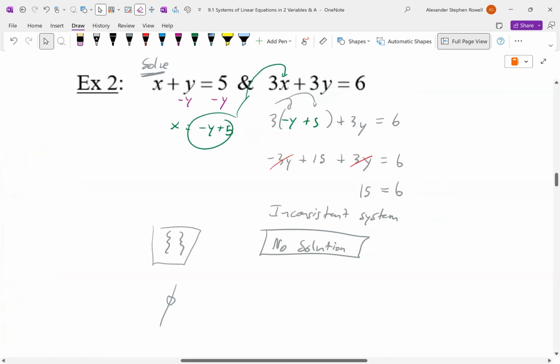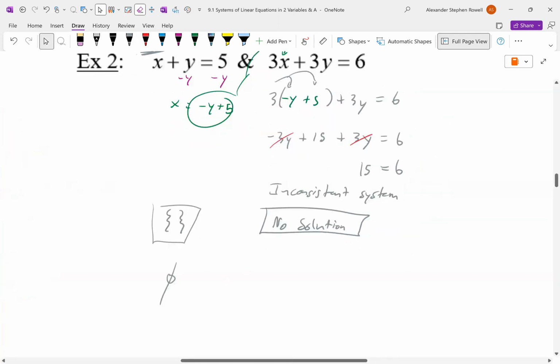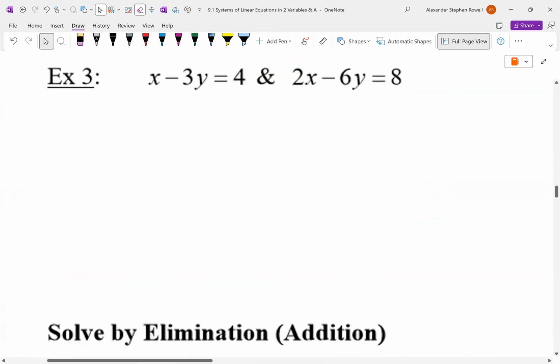I'm not going to say lazy. If you're efficient, right? Get the same message across with less writing. Next one.